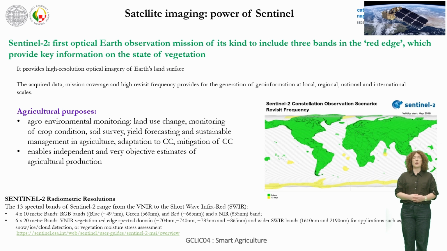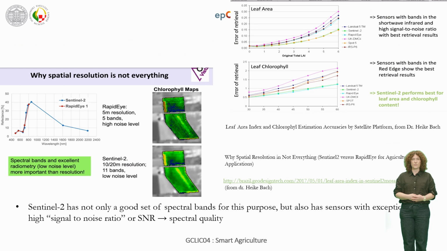It has mission coverage and a high revisit frequency of 5 days. It is cost-effective and we can use it for all kinds of agricultural purposes: monitoring of crop conditions, soil survey after harvest, yield forecasting, adaptation to climate change, and it enables independent and very objective estimates of agricultural production. It has spectral bands from visible and near-infrared to short-wave infrared. They just differ in spatial resolution, from 10 to 20 meters.